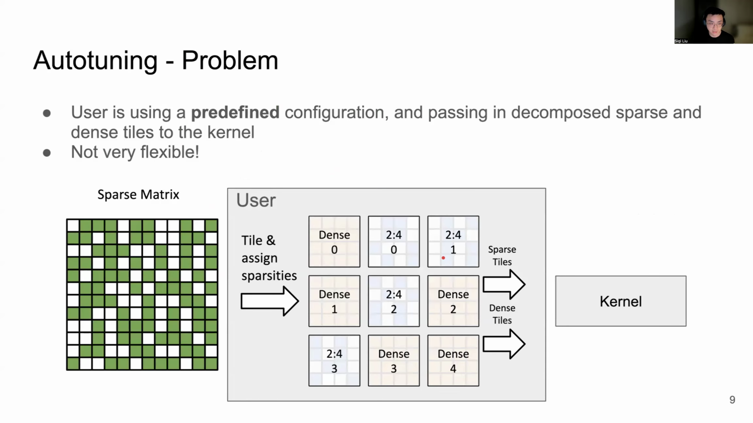So here is the big problem that we have. Right now, the user is using a predefined configuration, and they're forced to do this, and they have to pass in basically the decomposed sparse and dense tiles themselves. As you can see here with the input matrix A, the user is responsible for picking the configuration, assigning the sparsities, and generating the sparse and dense tiles. And this is not very flexible, right? So we need to shift this responsibility to our auto tuner so that it can take care of assigning sparsities and generating sparse tiles.